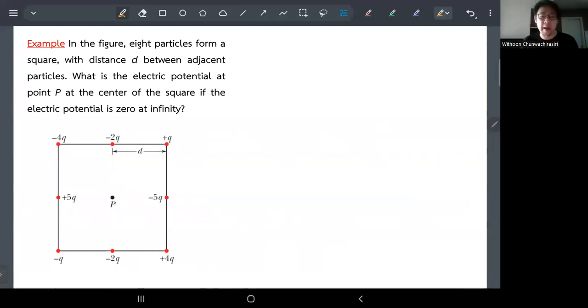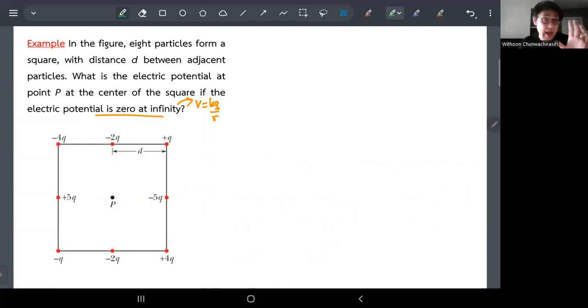All right, guys, try a bigger system here. So in the figure, 8 particles form a square with distance d between adjacent particles. What is the electric potential at the center, point P? Let's say the electric potential is 0 at infinity, right? See, this line comes in again, so that qualifies you to use KQ over R. That's good. All right, guys, go ahead.